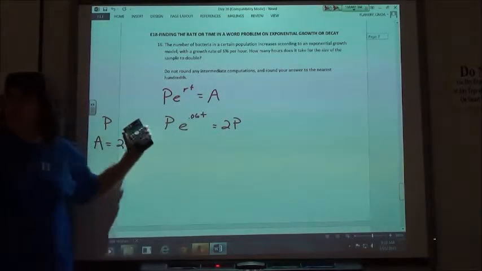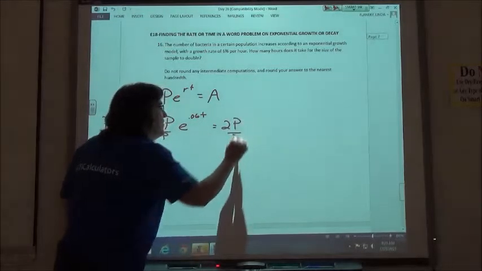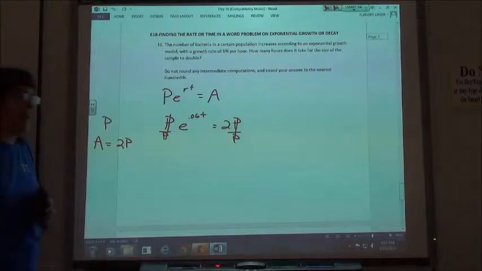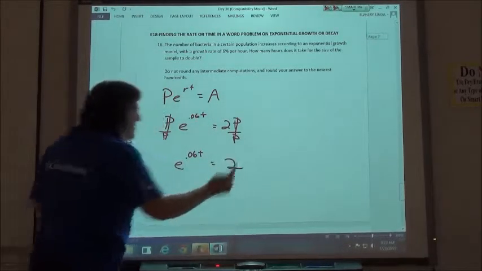Divide by P. Just like when we had a number in front, we divided by the number in front. We're going to divide by the P, which conveniently cancels the P's out of there. So we get e to the 0.06t equals 2.